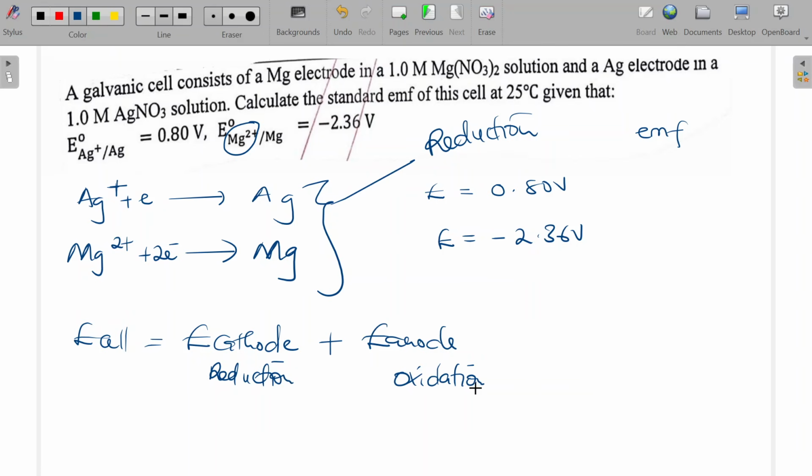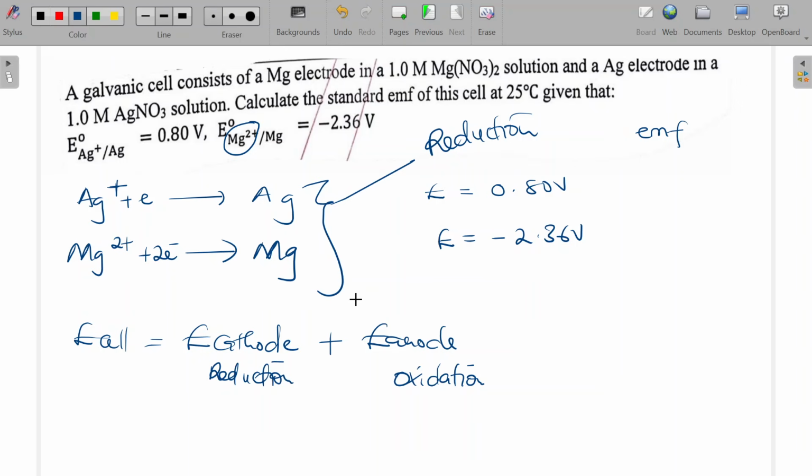Because reduction occurs at the cathode and oxidation happens at the anode, you need to have both reactions. You're not supposed to have only reduction. So of the two, which one are you going to change, because both of them are reduction? If I was to ask, which one and why? Magnesium. Magnesium, right? Why?